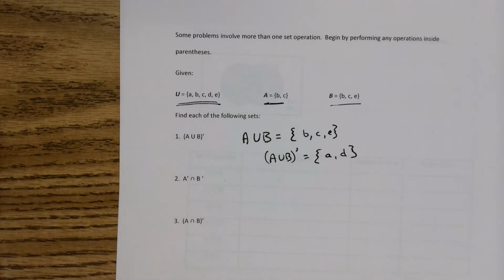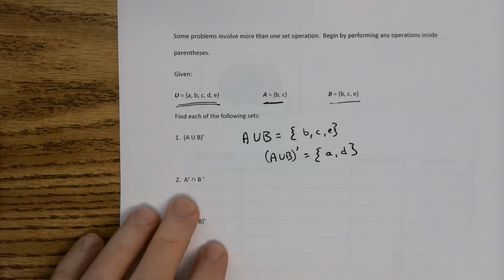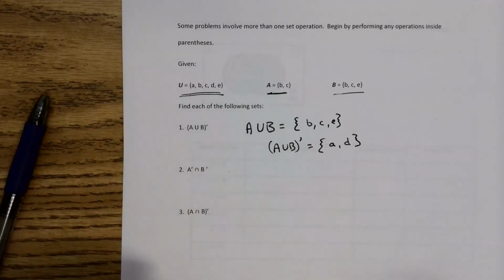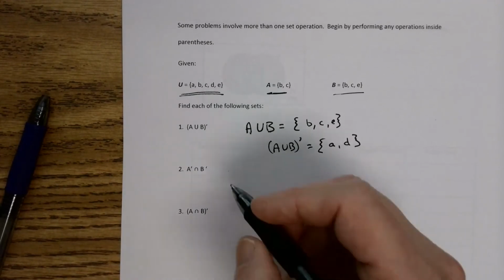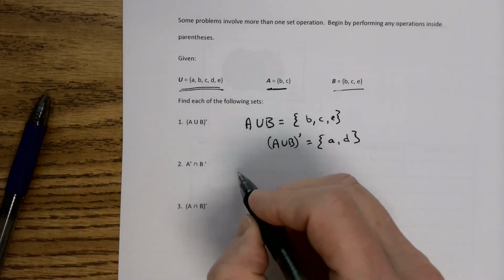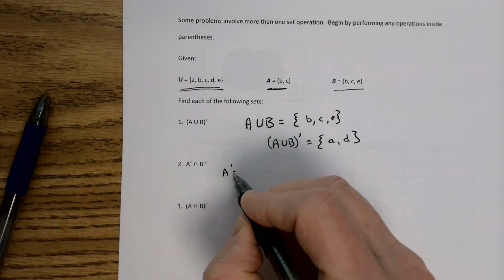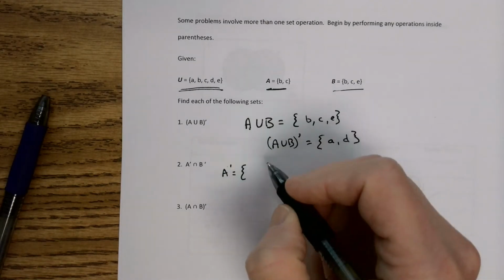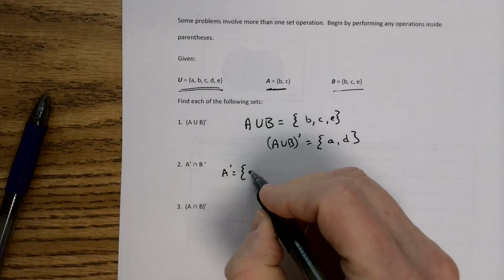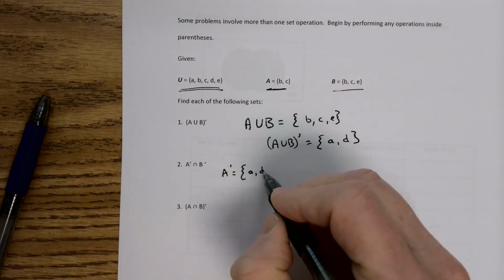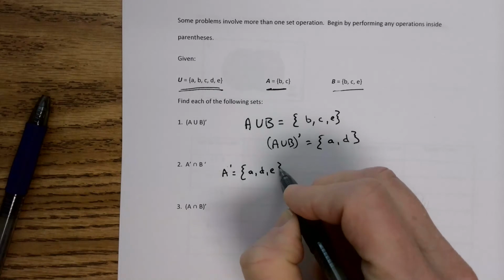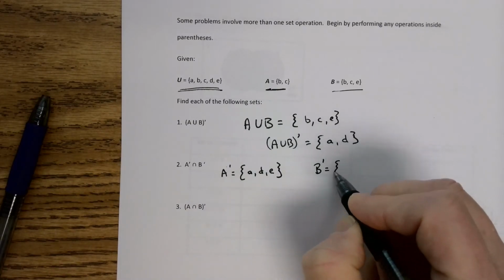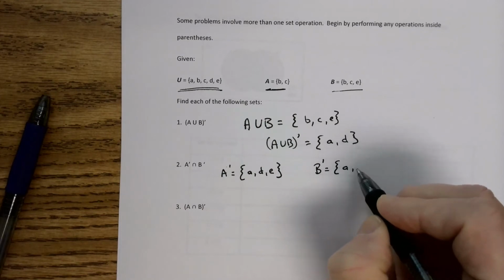Ready? This is a fun one. They get really fun because your mind will be twisted a little bit. So we got A complement. I'm going to write down A complement first. What's in universal that's not in A? I got A, D, and E. What's in B complement? I got A and D.